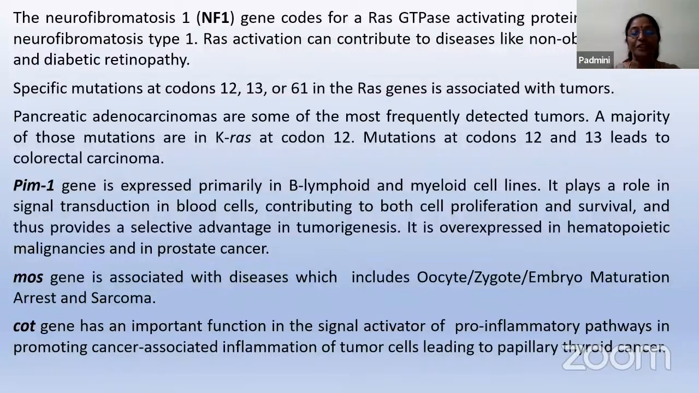The MOS gene is associated with diseases which include oocyte, zygote, and embryo cell arrest, and sarcoma. The COT gene has important functions in the signal activation of pro-inflammatory pathways. That is, it increases inflammation, promoting cancer-associated inflammation in the tumor cell, leading to papillary thyroid carcinoma. The papillary thyroid carcinoma is due to this COT gene. So these are the different types of genes which induce the RAS genes to become carcinoma cells.